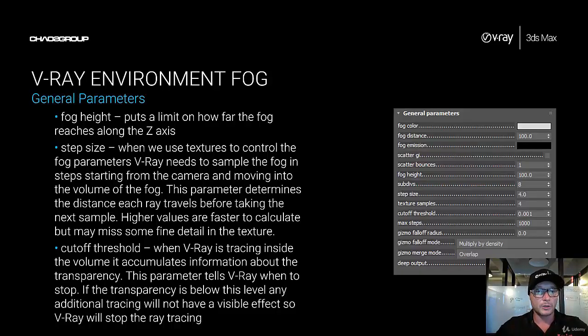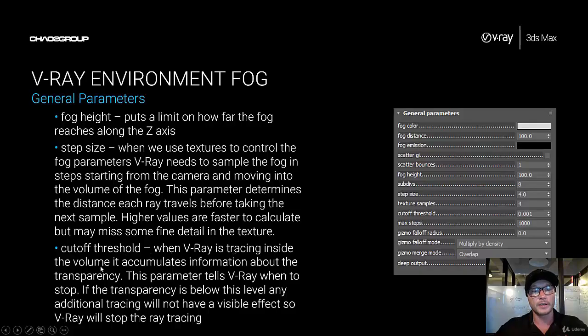Step size. When we use a texture to control fog parameters, V-Ray needs to sample the fog in steps, starting from the camera and moving into the volume of the fog. This parameter determines the distance each ray travels before taking the next step. Higher values are faster to calculate, but may miss some of the fine detail in the texture. So with the step size, we can reduce our rendering times, but we might lose some detail.